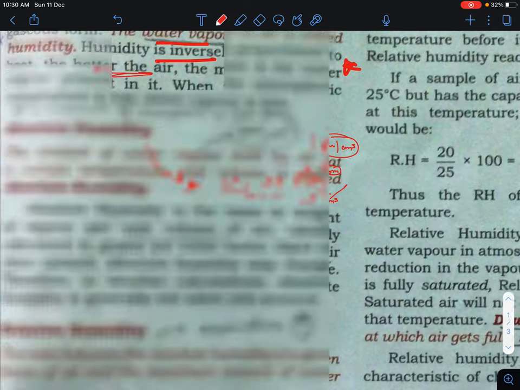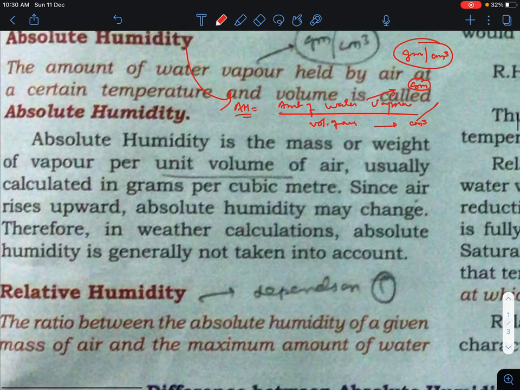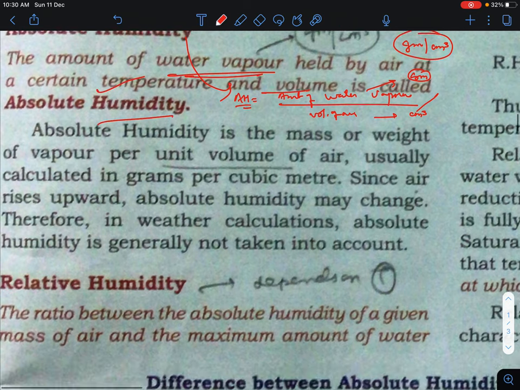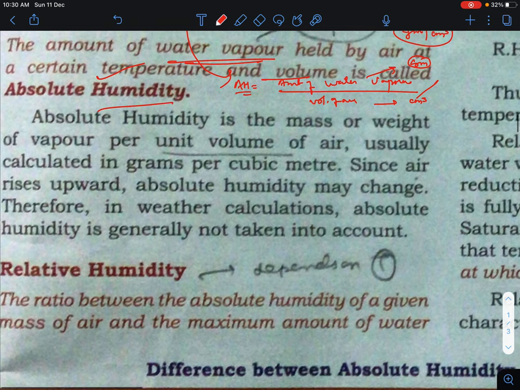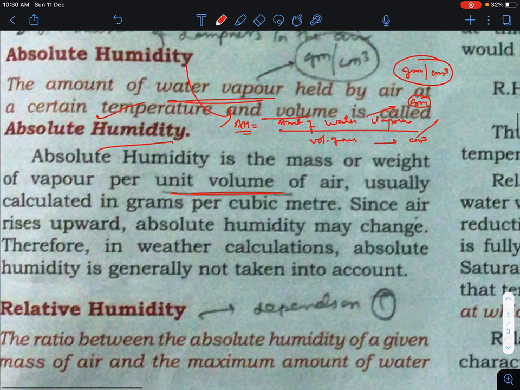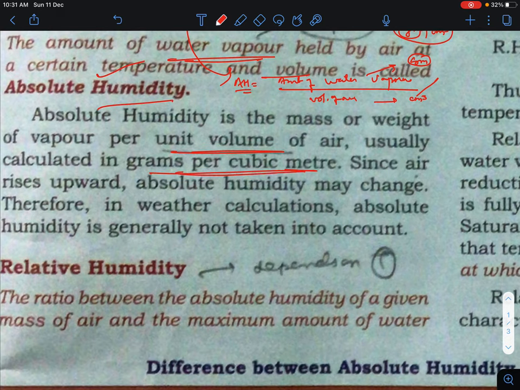Okay, so it is written that the amount of water vapor held by air at a certain temperature and volume is called absolute humidity. Absolute humidity is the mass or weight of vapor per unit volume, usually calculated in gram per centimeter cube.